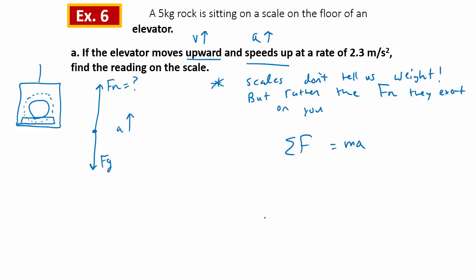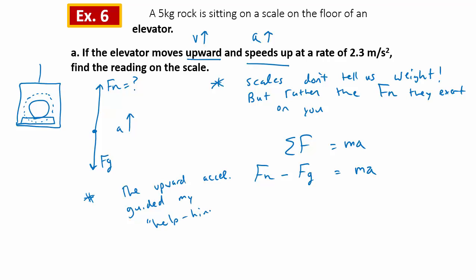We're going to say that helping me accelerate upward is the normal force, minus what's hindering me from accelerating upward, which would be the force of gravity. That's equal to ma. So I've got help minus hinder equals ma. I just want you to take note that this upward acceleration guided my help minus hinder setup.